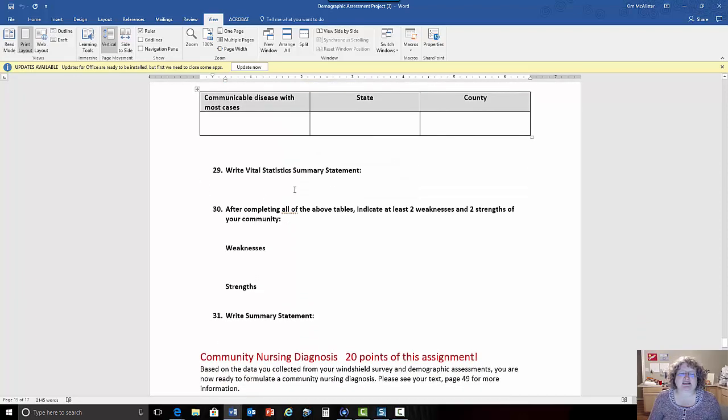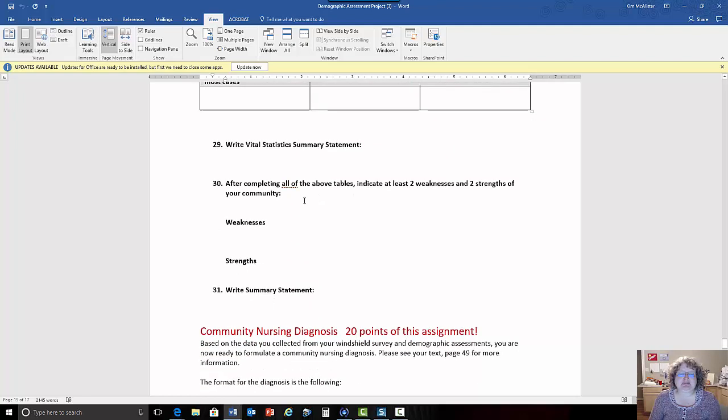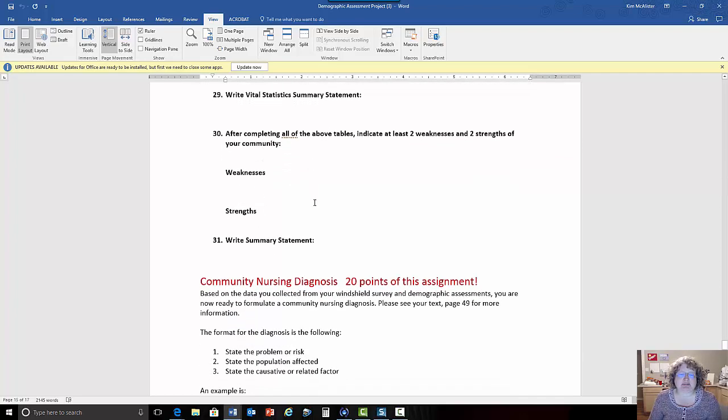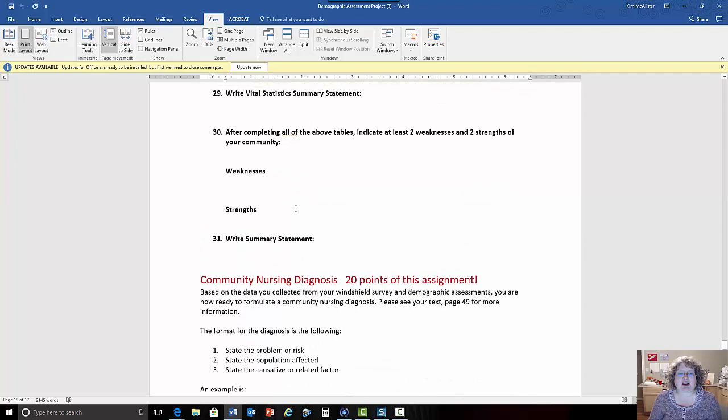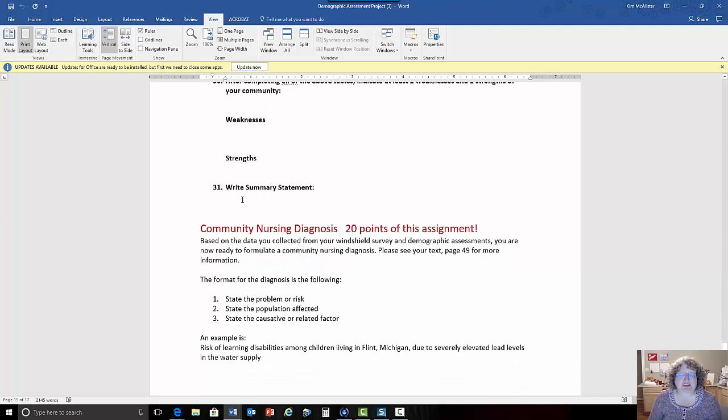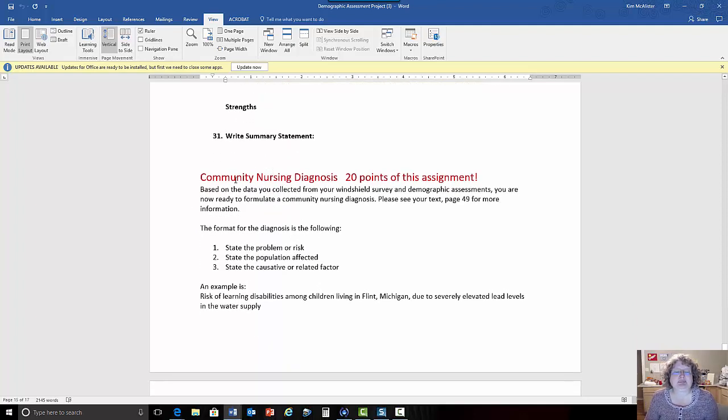So then write a vital statistics summary statement. And then after you have completed all of that, you need to indicate what two weaknesses and two strengths of the community are, and that's based on this information. Then you're going to write a summary statement. This is a summary of all the tables together. After you've written your weaknesses and strengths of the community, write just your summation of the community.